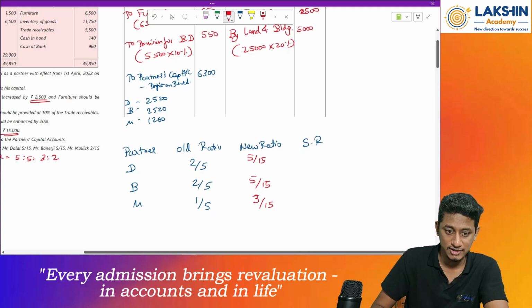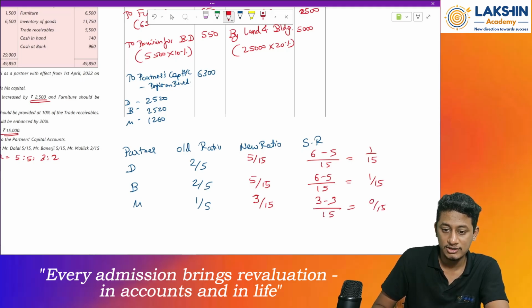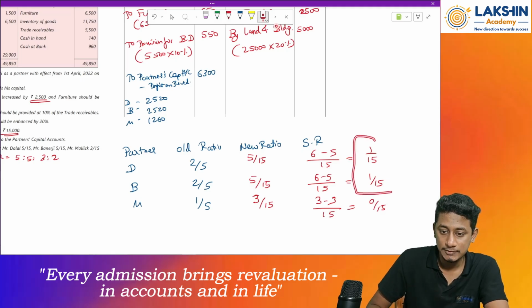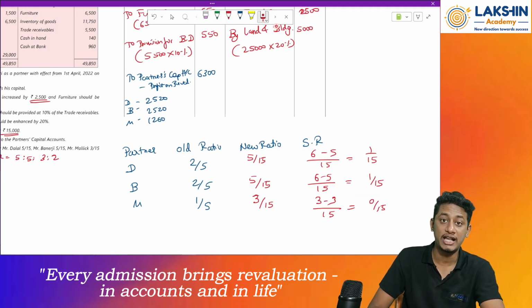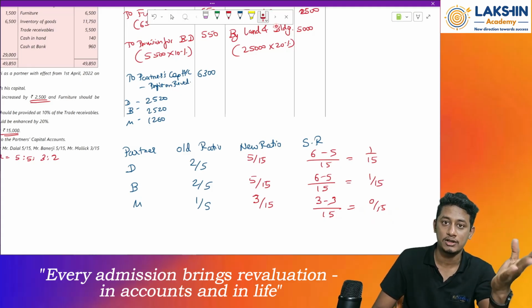So now, find out the sacrifice ratio. That would be 6 minus 5 divided by 15, which equals 1 by 15. And over here, again the same: 6 minus 5 by 15 equals 1 by 15. Then 3 by 5 is 9 by 15, so 3 by 5 minus 9 by 15 will be 0 by 15. So that means these two partners have sacrificed, whereas this partner has not sacrificed anything.